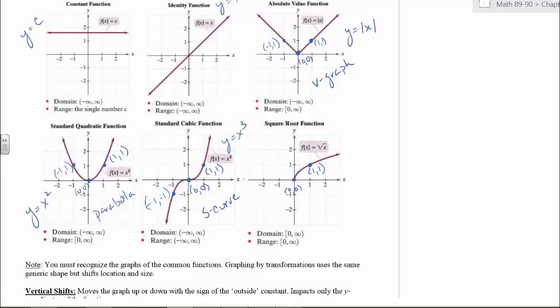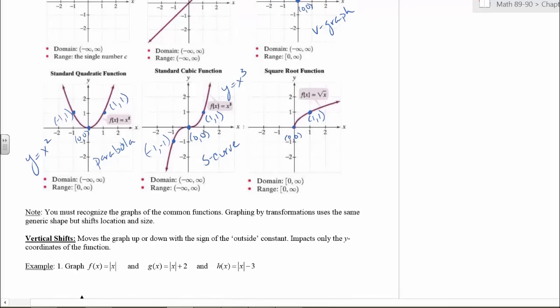So, a couple of things. Note, I'll read the note down here. You must recognize the graphs of the common functions. Graphing by transformations uses the same generic shape but shifts location and size.